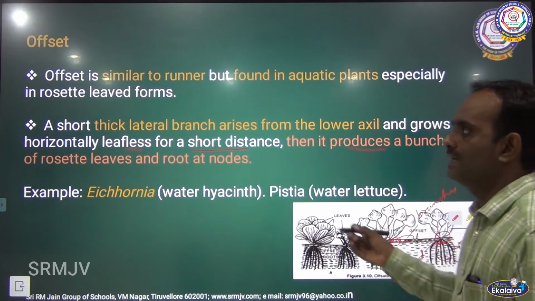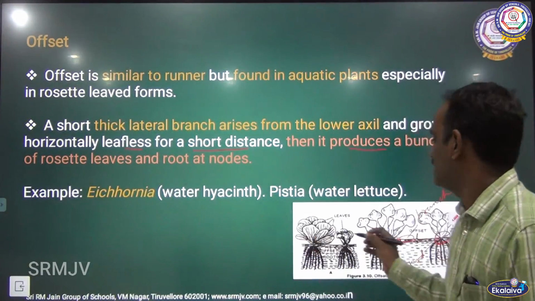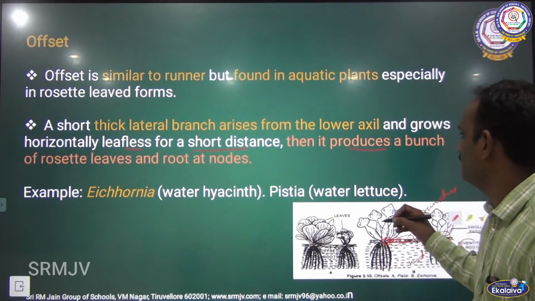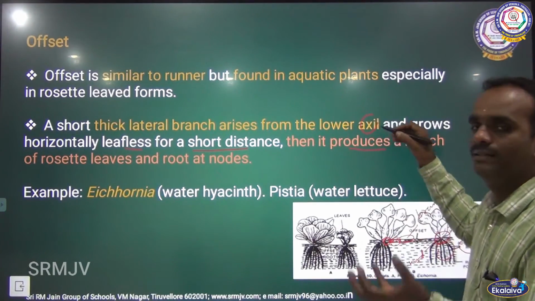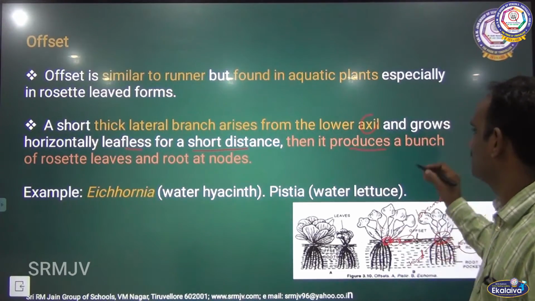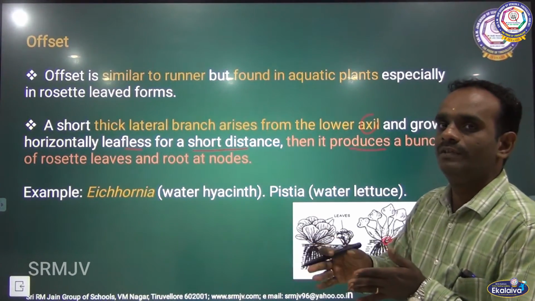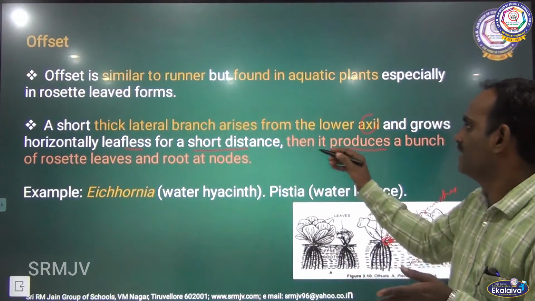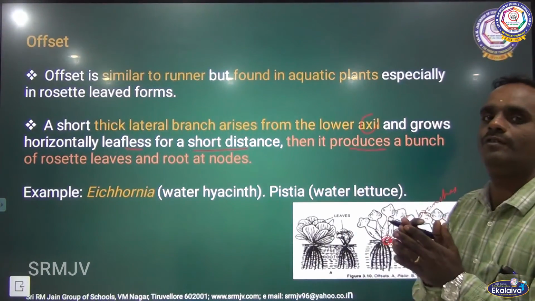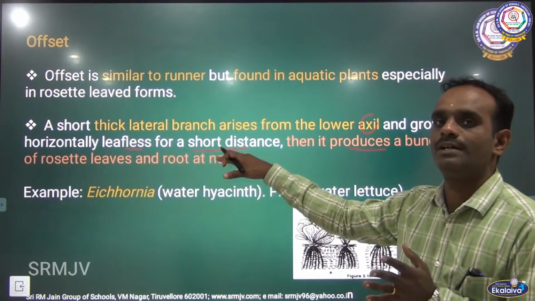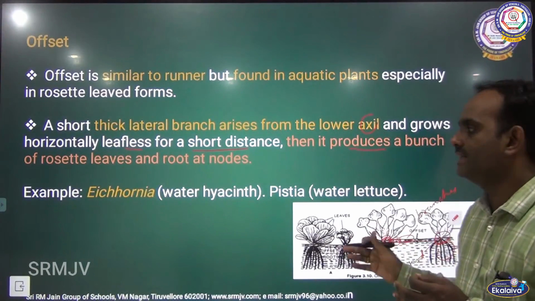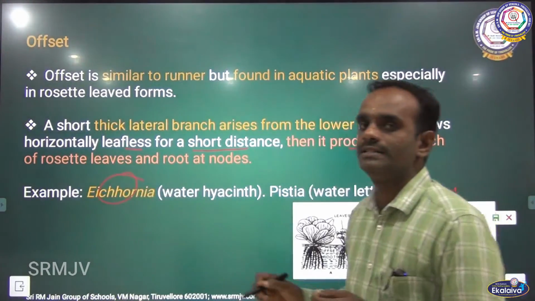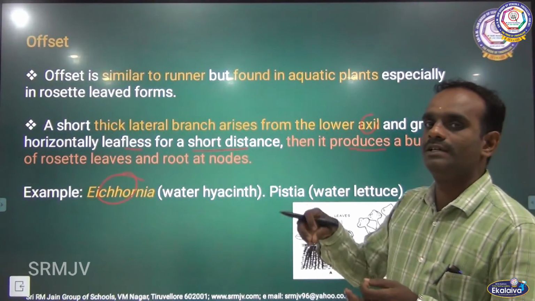Once again I am repeating, a short thick lateral branch arises at the lower axil, that is at the base, and grows horizontally without having any leaf, leafless for a short distance. Afterwards, it produces a bunch of rosette leaves and roots at nodes. Example, it is seen in the Eichhornia. Eichhornia is an aquatic plant. It is seen only in the water.